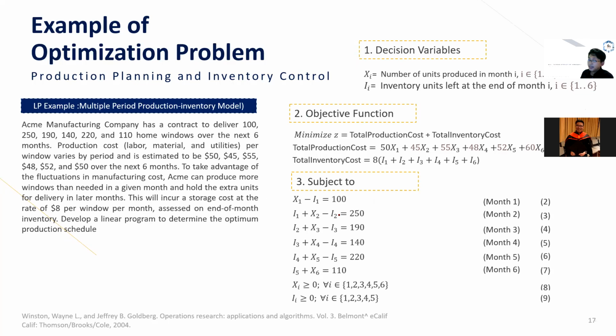So by using our knowledge of linear programming, we can use similar steps. First, we need to determine the decision variables. We set the decision variable as x with index i, x_i, where i is an element of 1 until 6, in which 1 represents the first month, 2 represents the second month, and until 6, the sixth month.